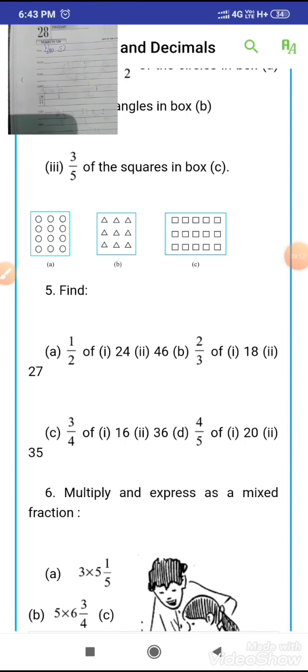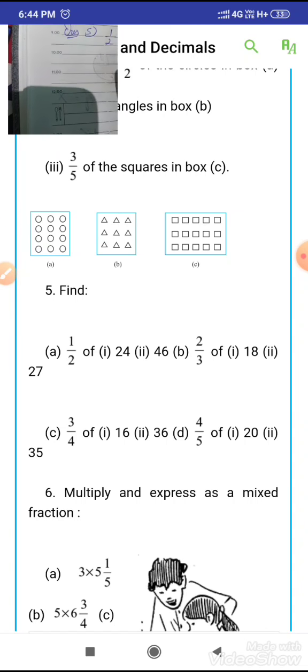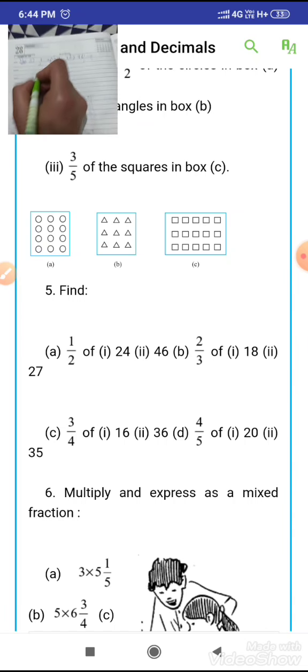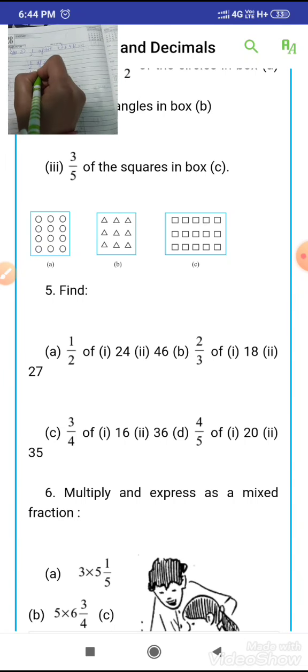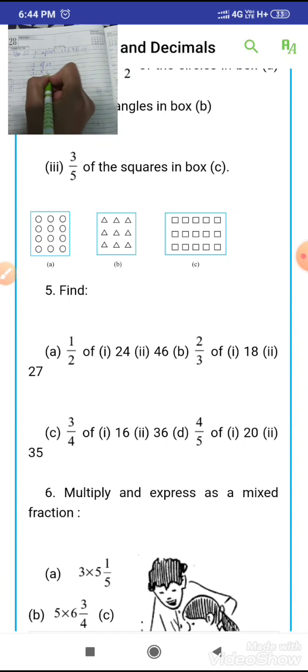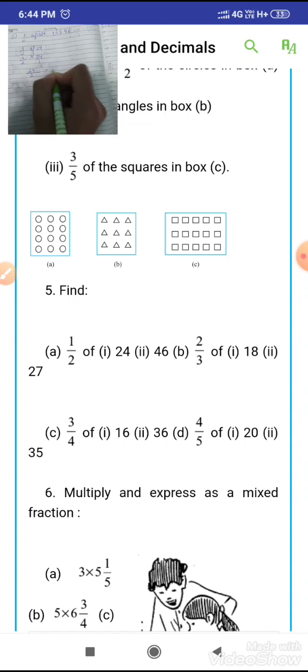Let's move to question number 5, and in question number 5, find 1/2 of 24 and 46. In the A part, we have to find 1/2 of 24. As we all know, of means multiply. So 1/2 multiplied by 24. First we multiply numerator by numerator and denominator by denominator. 24 multiplied by 1 is 24 and 2 multiplied by 1 is 2. So we have 12.